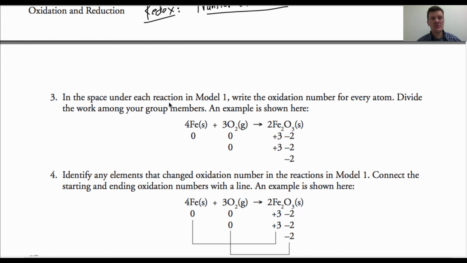In the space under each reaction in Model 1, write the oxidation number for every atom. Divide the work amongst your group. If you're working with a group, that's great. Otherwise, we'll do them together here. I'll do a few of them. An example is shown here.